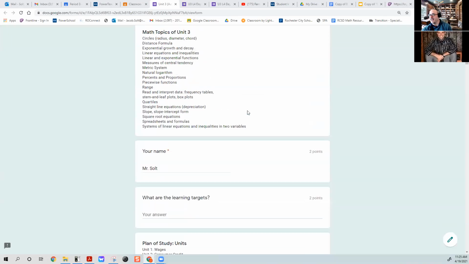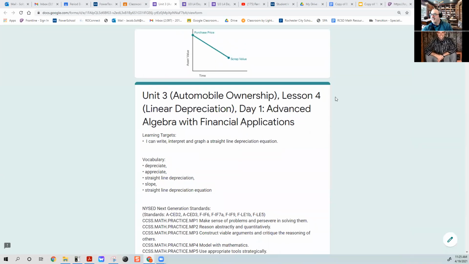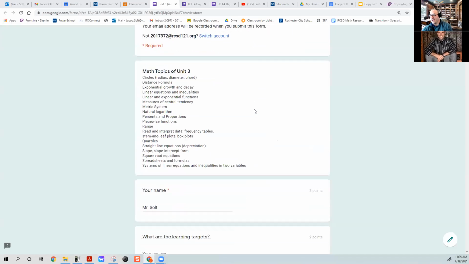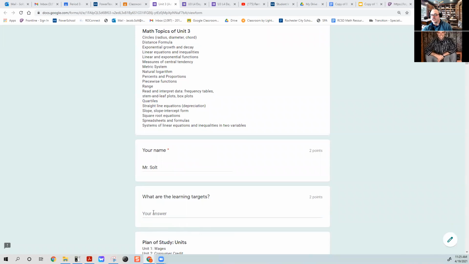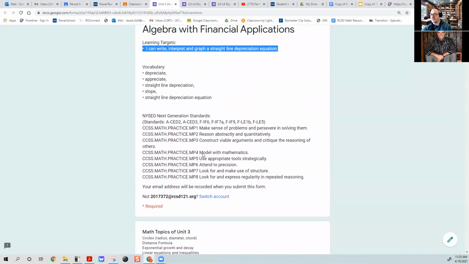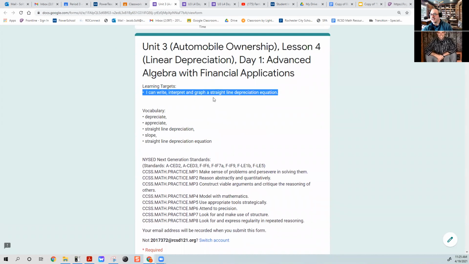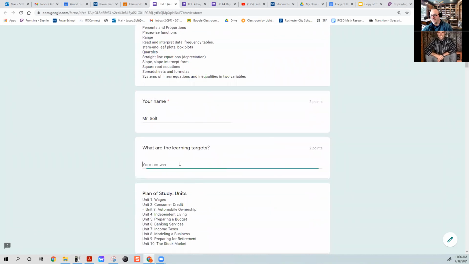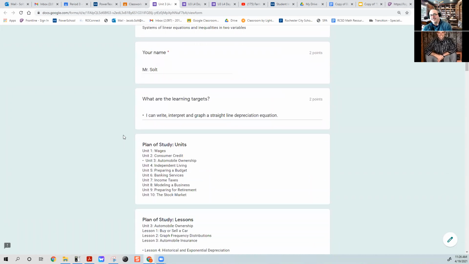All right, so we are on lesson 4, day 1, automobile ownership and linear depreciation. You want to go ahead and put your name where it says your name, and the next question will be, what is the learning target? It's right here, right? I can write, interpret, and graph a straight line depreciation equation. You can just select that and copy it, and then paste it right in there. Now I know for sure that you've looked at the learning target for at least half a second in order to copy and paste it.